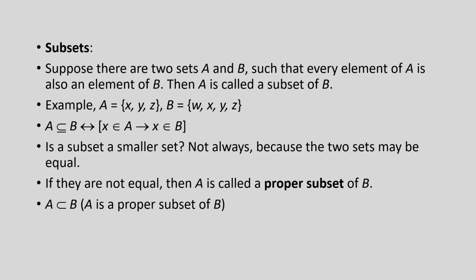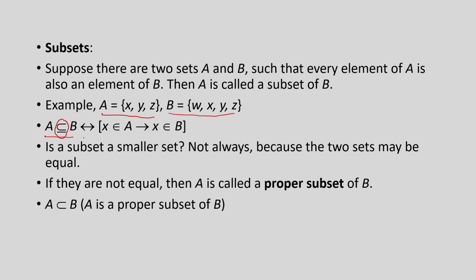So, here is an example. A has 3 elements x, y, z, and B has w, x, y, z. And you can see that if you pick up x which belongs to A, then x is there in B also, similarly for y and z. So, therefore, the property is satisfied, and we say that A is a subset of B. This is the sign, this is a symbol.